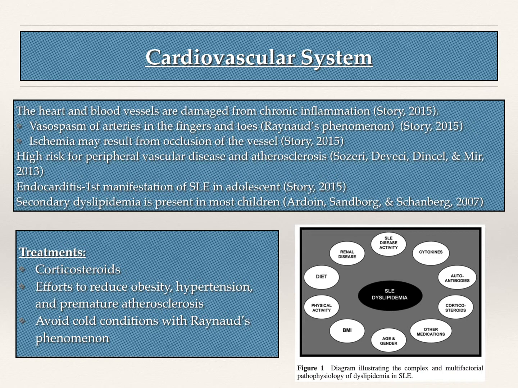Endocarditis is the very first manifestation of lupus in adolescents. Secondary dyslipidemia is present in most children, and this is very significant for these patients. Treatment includes corticosteroids, efforts to reduce obesity, hypertension, and premature atherosclerosis, and avoiding cold conditions with Raynaud's phenomenon. This diagram illustrates the pathophysiology of dyslipidemia in lupus patients, and you can see the multiple risk factors with dyslipidemia.